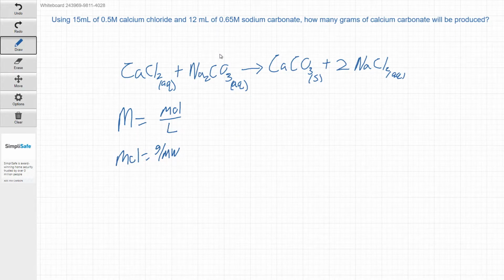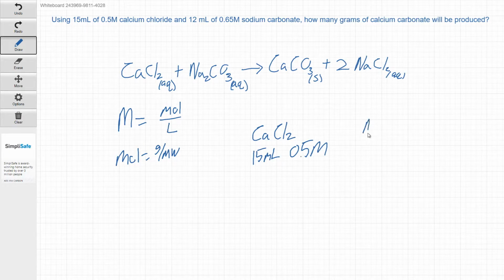The best way to go through these problems is to write down your givens first. That way you have them and you can figure out how you're going to get from one point to another. We have two reactants in this case. One of them is calcium chloride, and we used 15 mL, and the concentration was 0.5 molar. Based off this, we can at least get to moles. And we can get to moles of sodium carbonate the same way.